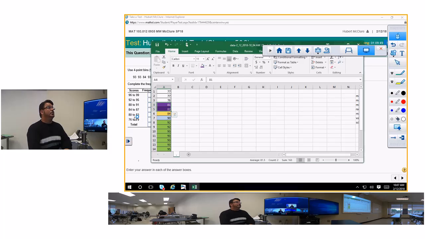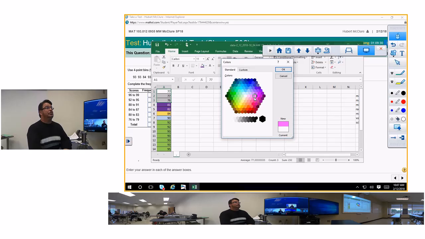81 to 84, that's 81 to 82, 80 to 83, 76 to 79. And that'll be that, and we'll color those. I'm running out of colors. Dang it, we gotta get a magenta in there somewhere. There we go.